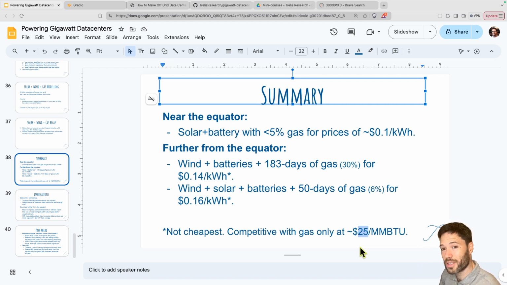And in the US, gas is only about $2 to $3 per MMBTU. So there's still quite a bit of a way to go to get competitive with gas in the US, or to get competitive with solar plus battery near the equator.